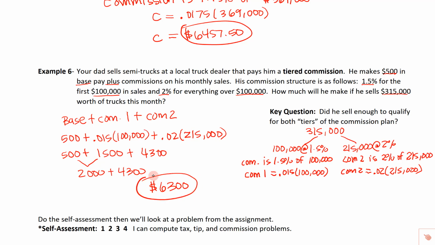All right, I want you to take a second and do the self-assessment. Self-assess how you feel on I Can Compute tax, tip, and commission problems. Yesterday we talked about one way to solve the tax and tip problems, and today we talked about another, and then we introduced commission problems also. So go ahead and take a look at that and circle how you feel about that, and then pull out your worksheet.